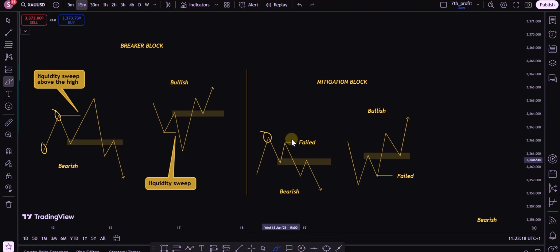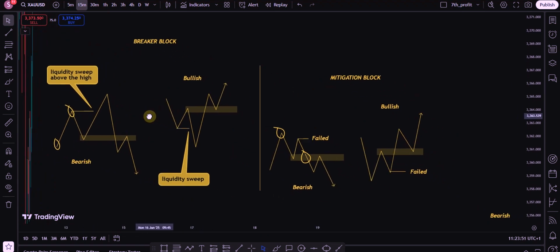The same thing applies to a bearish mitigation block. As you can see right here, this one failed to sweep liquidity to the upside before breaking down. Where it aggressively broke down, there should be an imbalance or a fair value gap right here. So we wait for the market to retest to fill this fair value gap, then continue to the downside. I hope you can easily differentiate between a breaker block and a mitigation block.